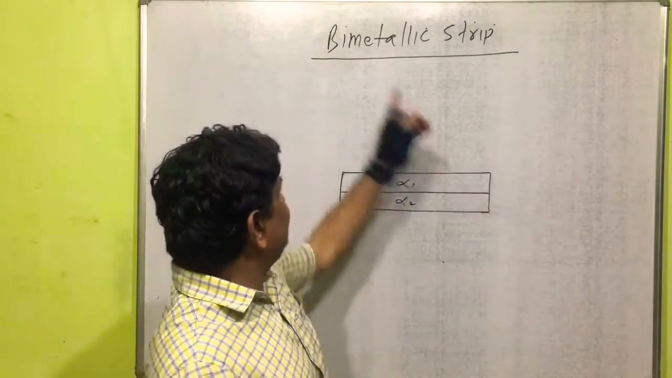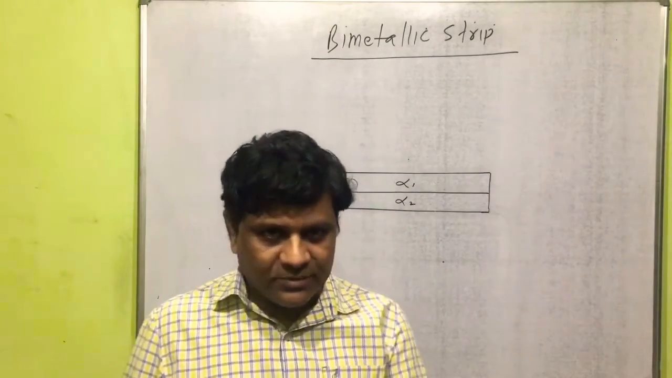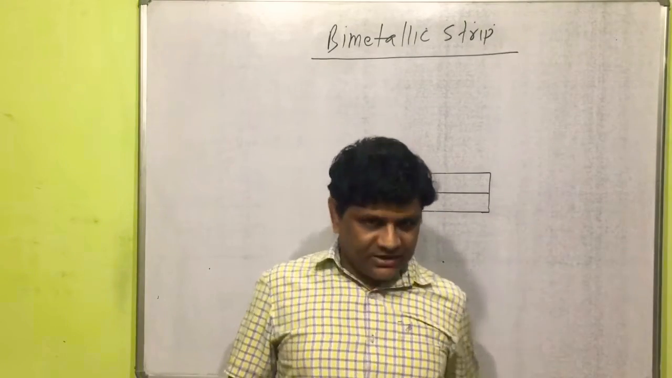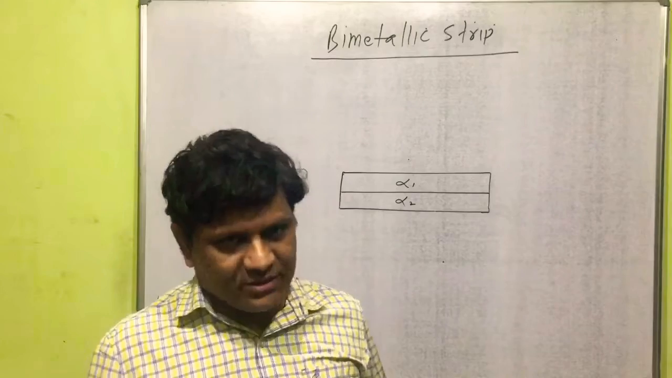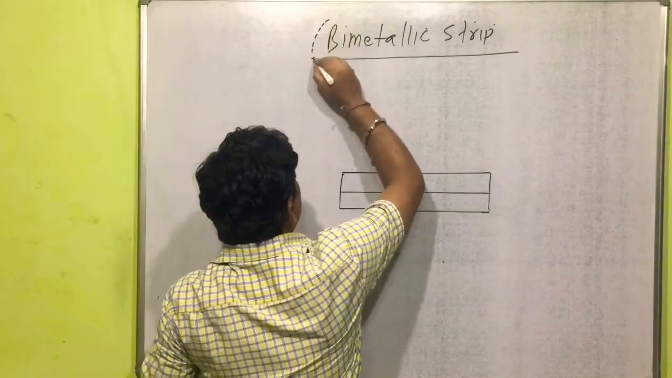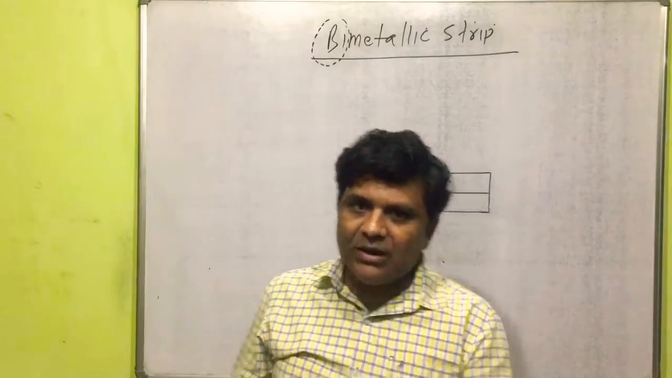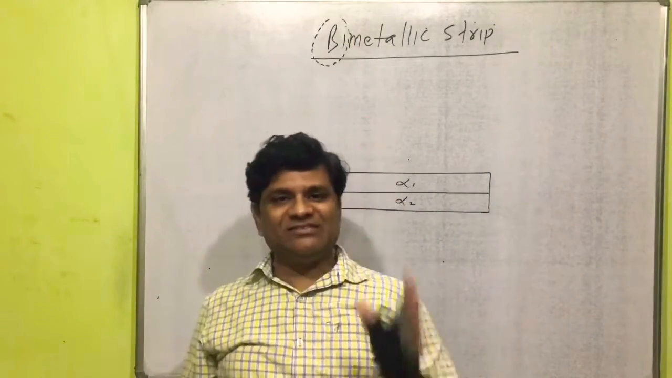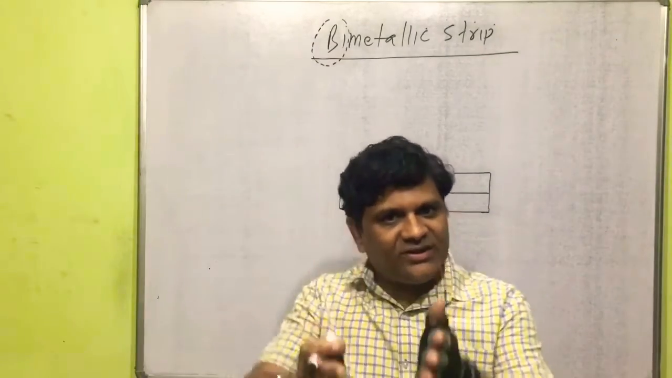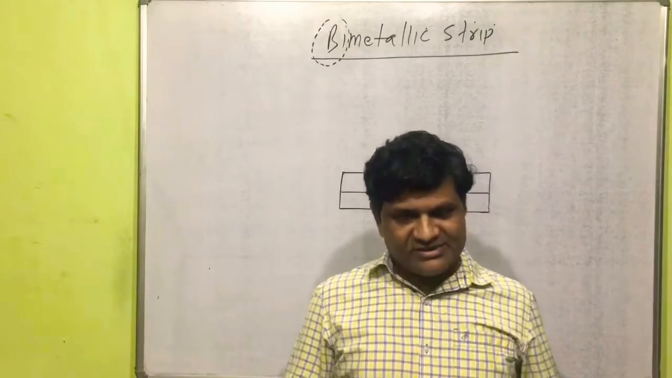Okay, today's topic is bimetallic strip. Question is arising here: what is a bimetallic strip? By the name it is clear here. What is mentioned here? It is bimetal. Bimetal means two metals. So a bimetallic strip is made of two different materials.